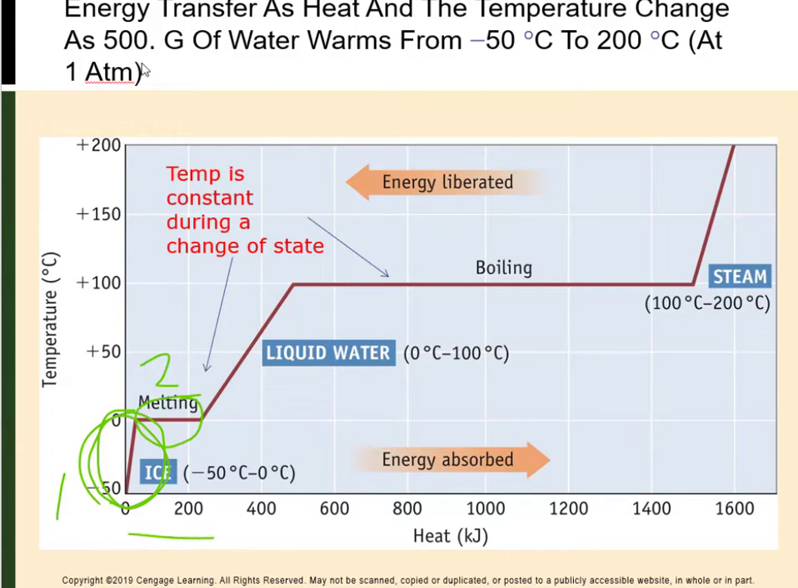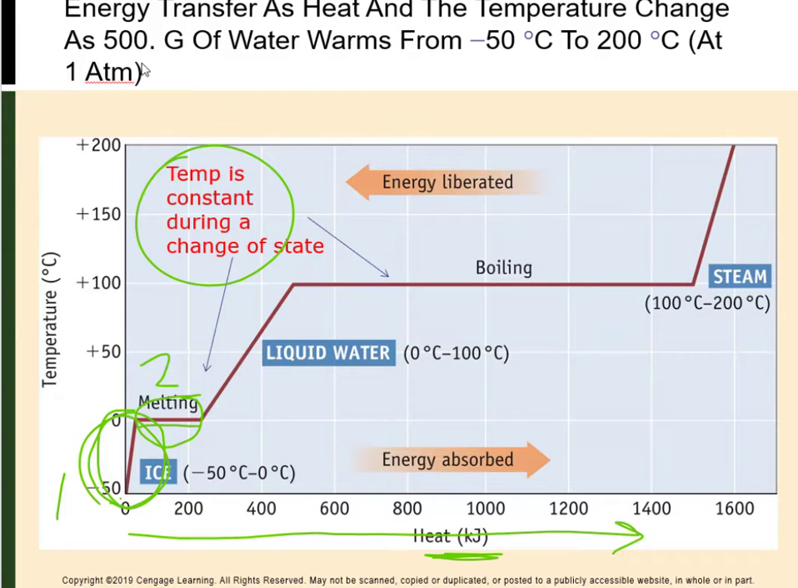Notice that as we go across our x-axis, this is all heat in kilojoules. So it takes heat to warm from -50 to 0. It takes heat to melt, even though there is no change in temperature. Again, remember, temperature is constant during the change of state.